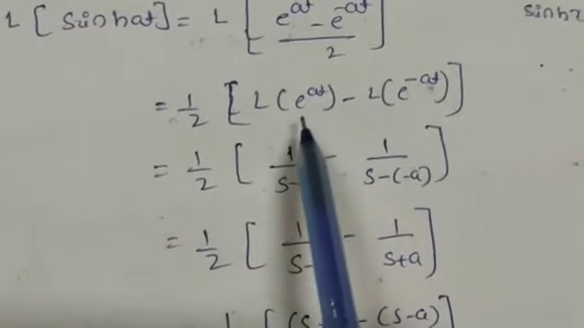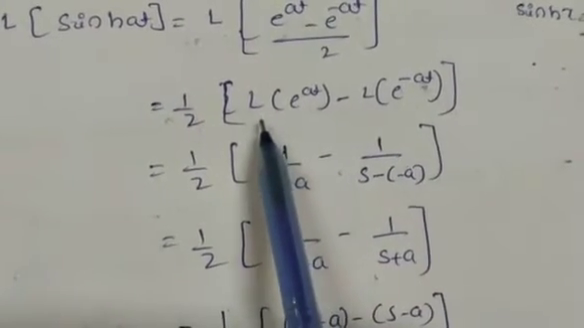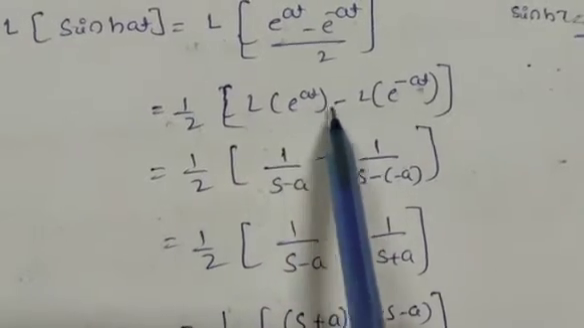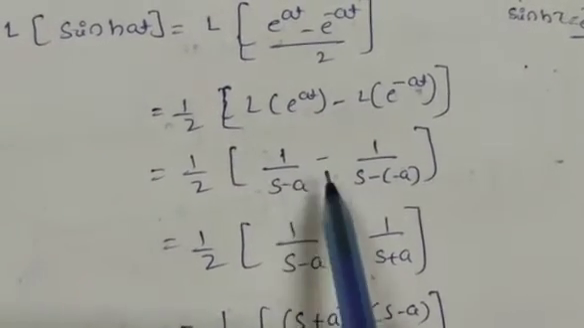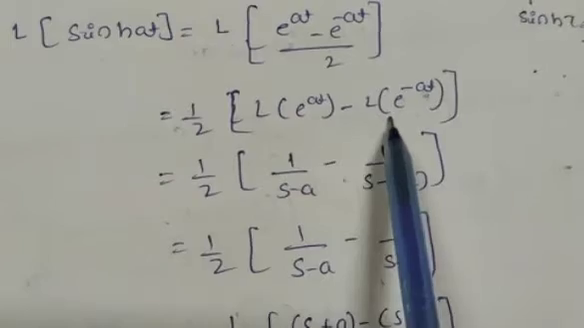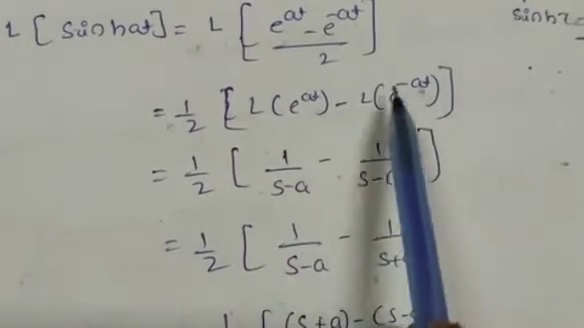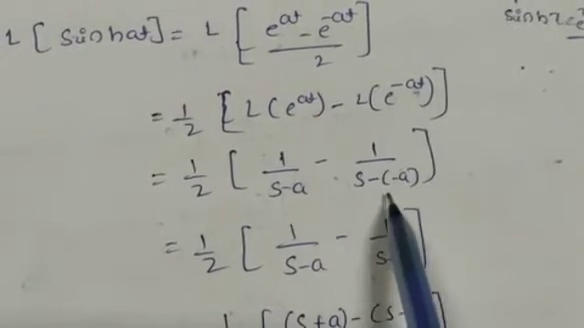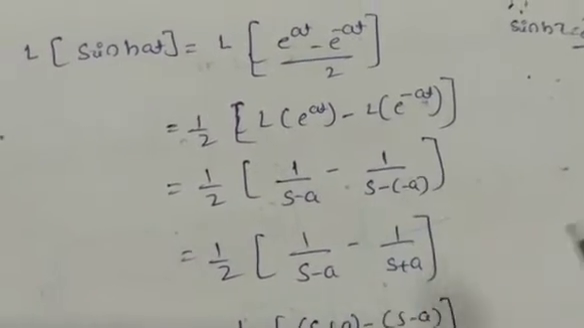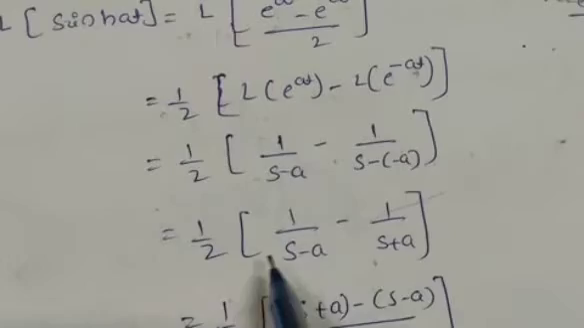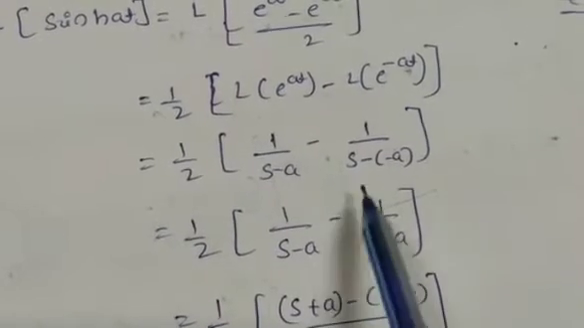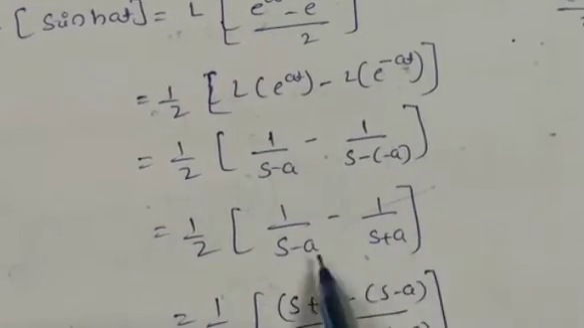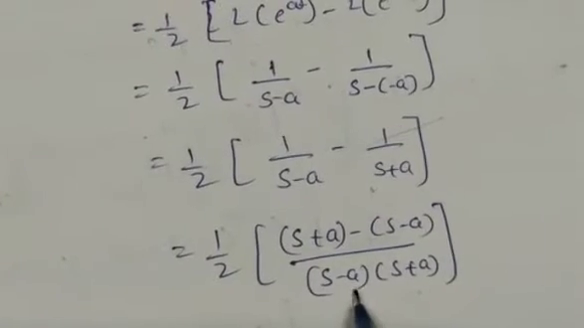Just now we studied in the first property, and in the second property, Laplace transform of e raised to at is 1 divided by s minus a, minus the Laplace transform of e raised to minus at. In place of a we have minus a, so you just replace a by minus a here also: s minus of minus a. So it is equal to 1 by 2 times 1 by s minus a minus 1 divided by s plus a. Take the LCM. The LCM is s minus a into s plus a.